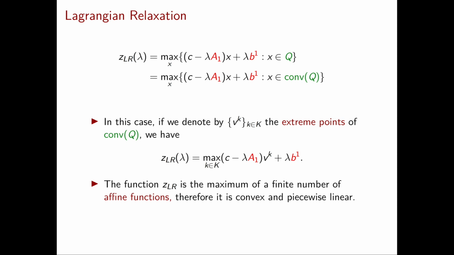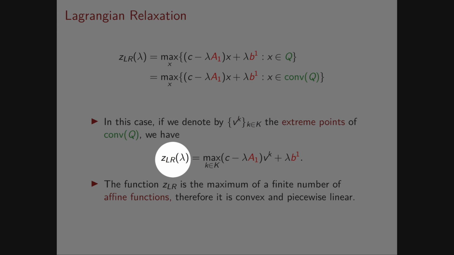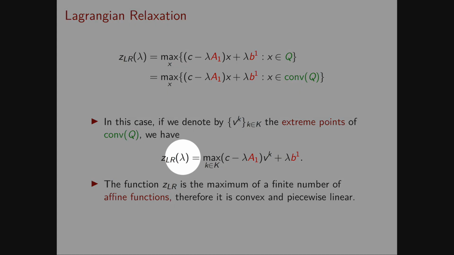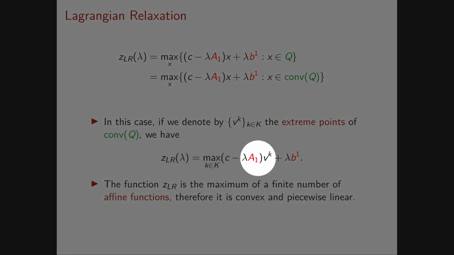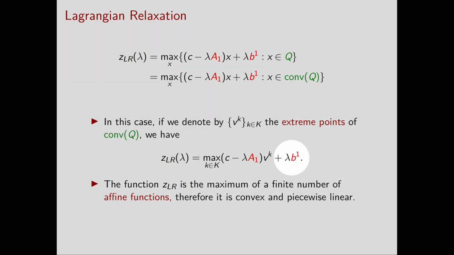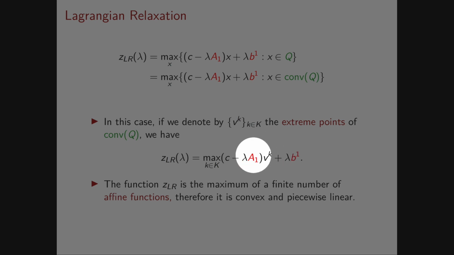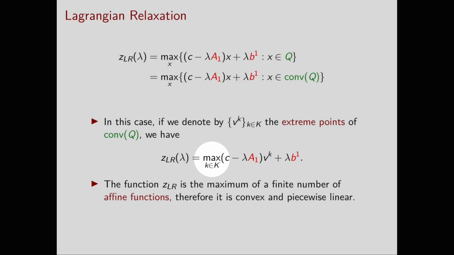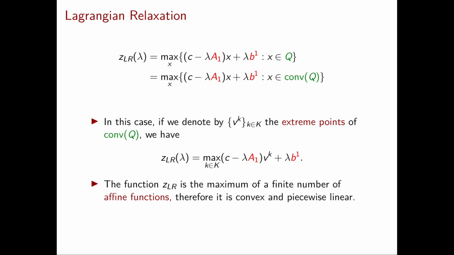And finally, this formula allows us to understand a little bit better how this function ZLR of lambda looks like. In fact, it is the maximum of a finite number of affine functions, namely the function (C minus lambda A1) times Vk plus lambda B1. These are all affine functions of the variable lambda. In fact, both this term and this term is linear in lambda, and plus you have CVk, which is a constant. Now you're taking the max of all these affine functions, and so, as we have seen in chapter 2, this is a convex and piecewise linear function.